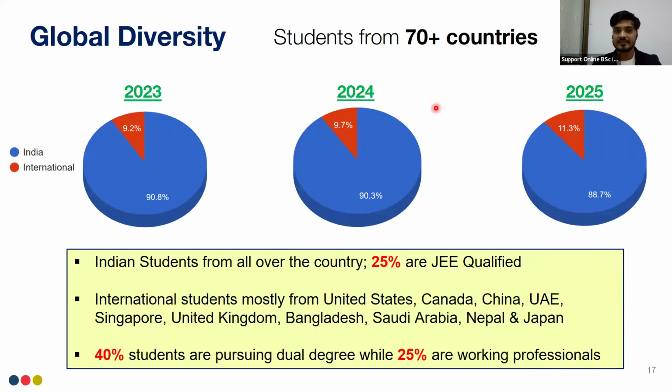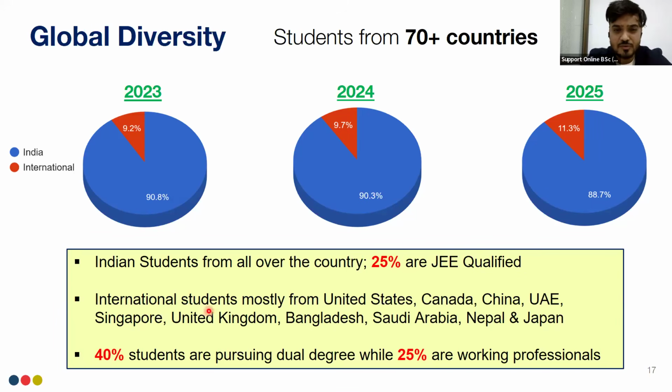So there is a global diversity of students. We have students from 70 plus countries. That's a big number, which means students from various countries are enthusiastic about pursuing this degree. And you can also see that across passing years, the number of international students has also increased. We have Indian students from all over the country, and 25% of students are actually JEE qualified. So JEE qualified students are also pursuing this degree, which makes the degree even more credible.